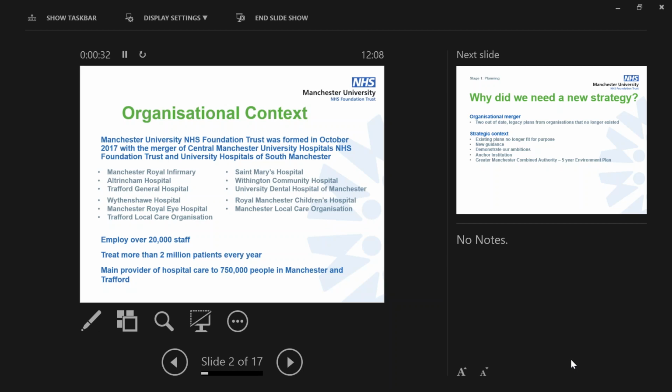So we've got some hospitals in the group that are really proactive in the way that they address the environmental agenda, and others that are less established in this. We've also got the added complexities of PFI contracts in place at two of our hospitals, and we host two local care organisations, so we have community services to consider as well. So I'm pretty sure we've got many types of hospital services covered there.